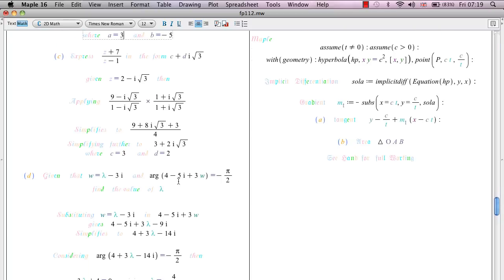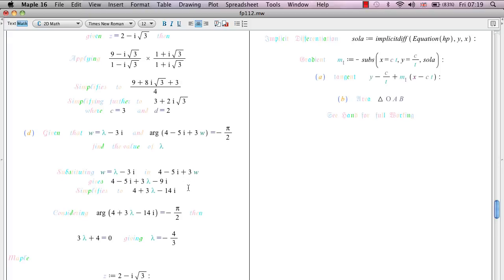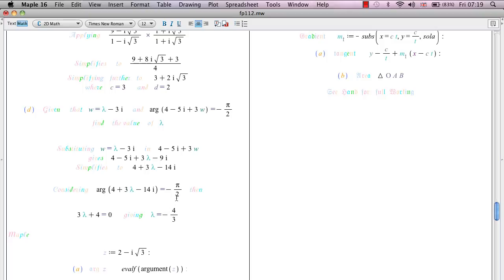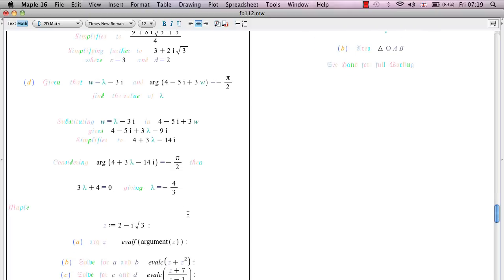So considering the value of lambda in D, substituting w into the argument expression and simplifying, then we can write the argument as 4 plus 3 lambda minus 14i equals minus pi over 2. And considering it equals minus pi over 2, the real part of the argument will be 0. Then evaluating gives lambda equals minus 4/3.